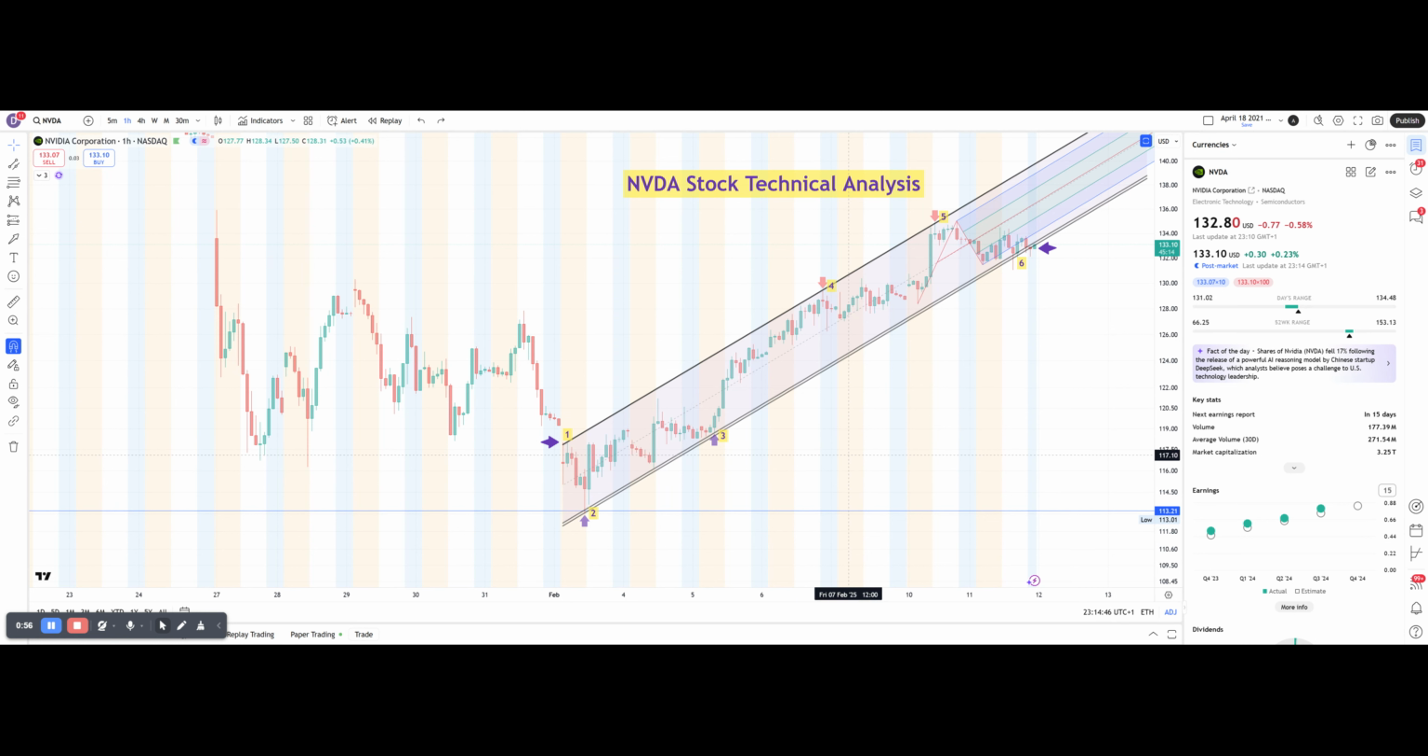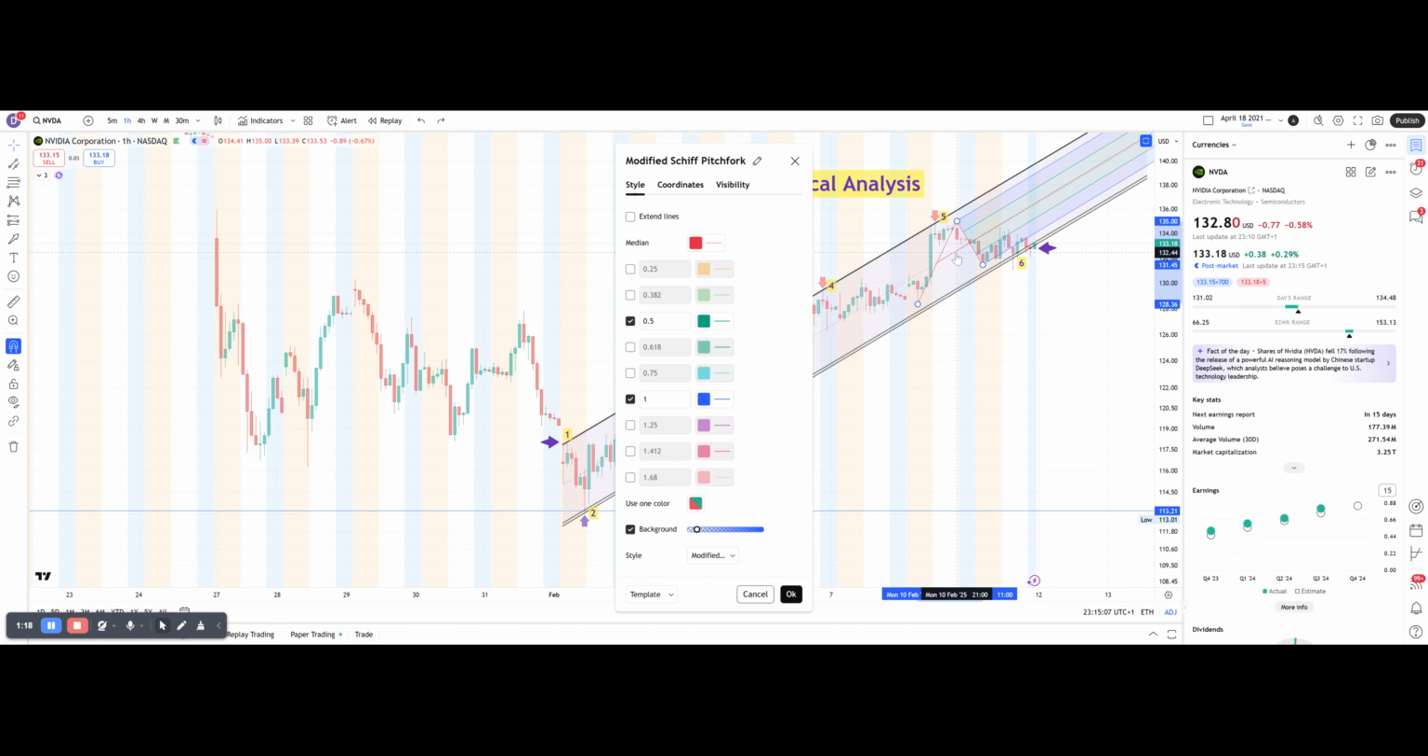Sometimes we have other aids in technical analysis that help us confirm patterns or movements or rejections or absorption or fake outs. In this case, I'm taking the pitchfork, the modified Schiff pitchfork. You can read a little bit about it within the article where I'll embed this video.